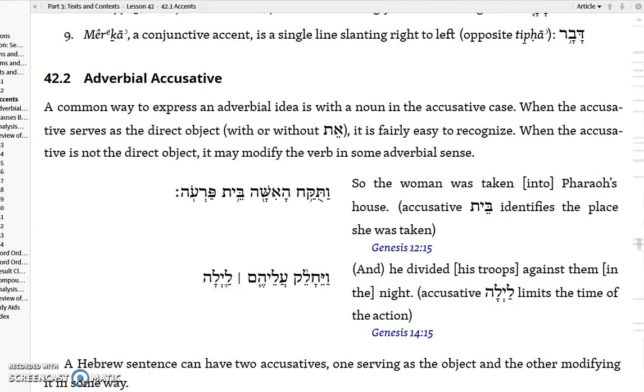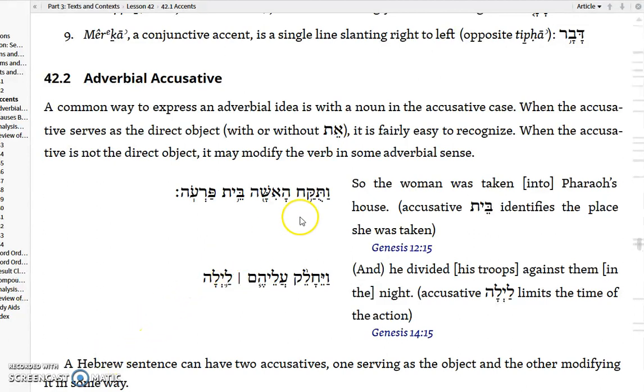A common way to express an adverbial idea is with a noun in the accusative case. When the accusative serves as a direct object, it can be with or without the et, and it's fairly easy to recognize. When the accusative is not the direct object, it may modify the verb in some adverbial sense.